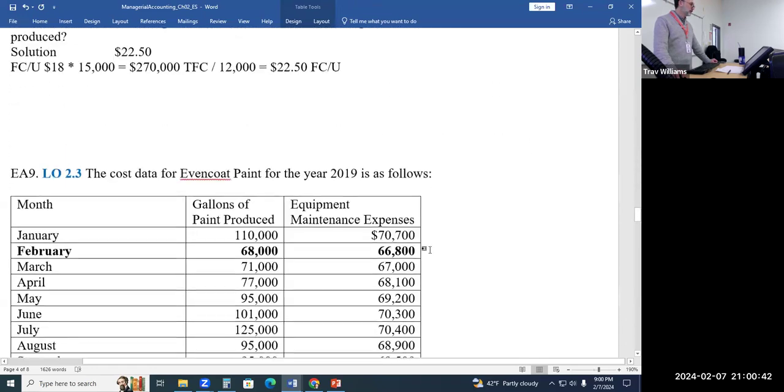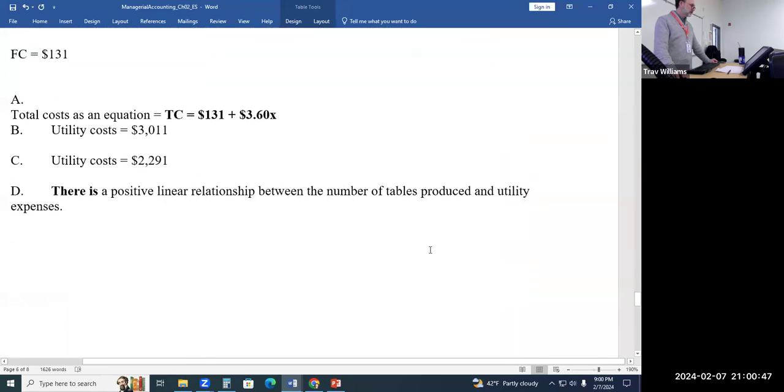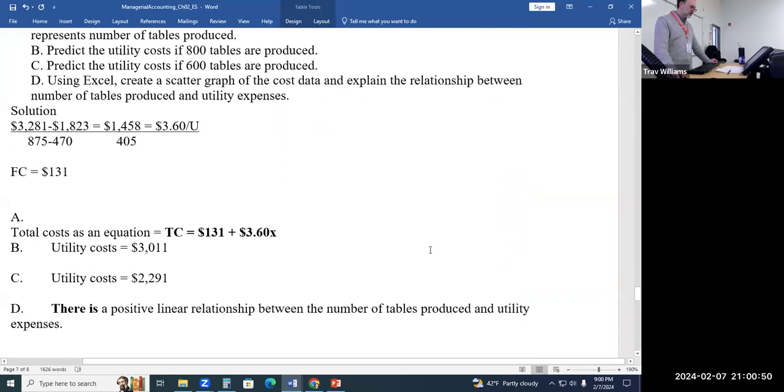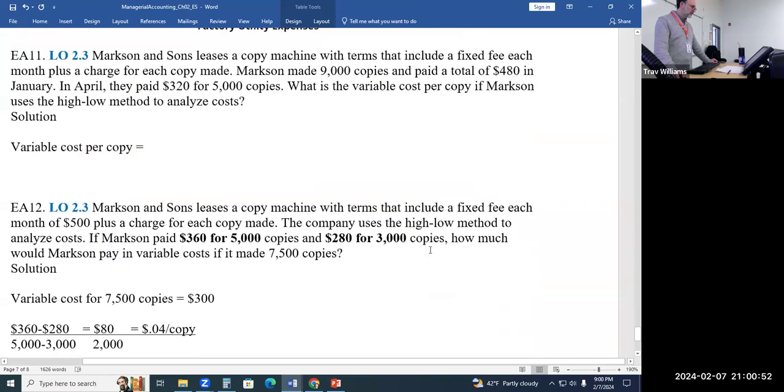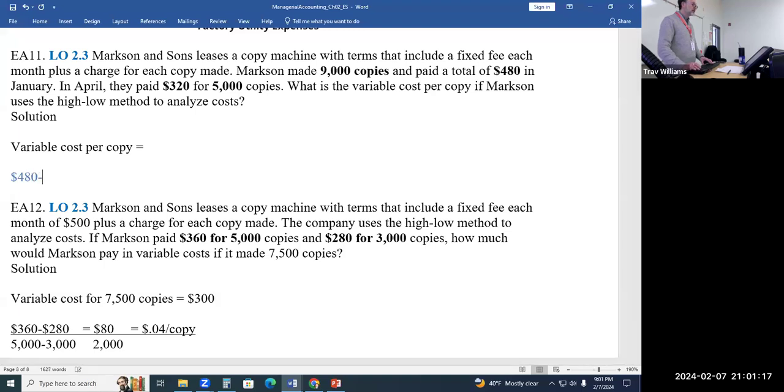Okay. One more exercise and then a quick look at the problems. So the one I skipped here was number 11. Number 11 is another copy machine situation. It's pretty similar. So I'll just run through it real quickly. It's got 2 months, 9,000 copies for $480 and 5,000 copies for $320. All we need to do is figure out the variable cost per copy. So we're going to take the difference in costs.